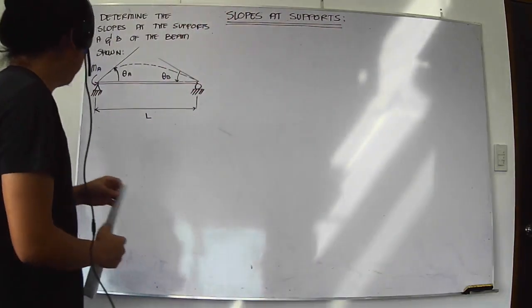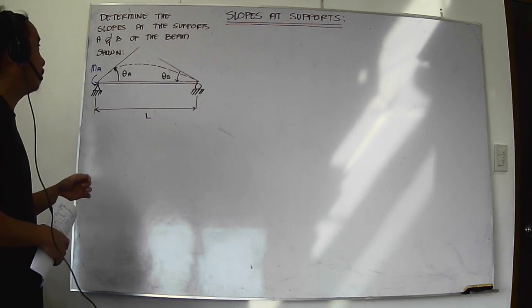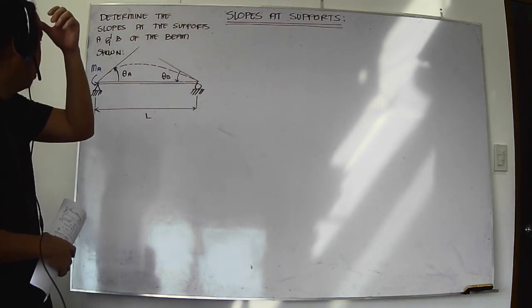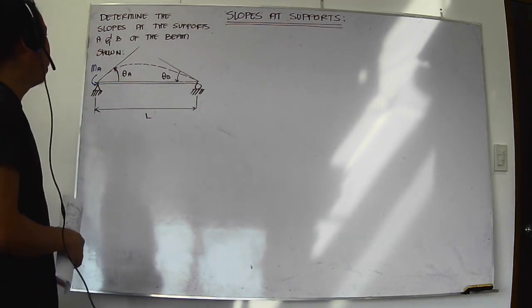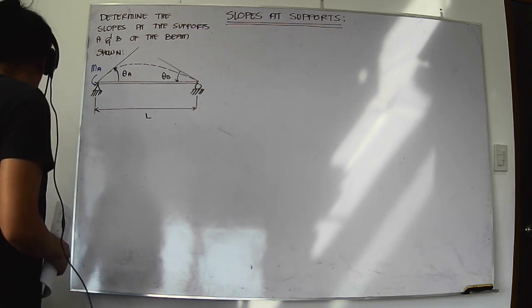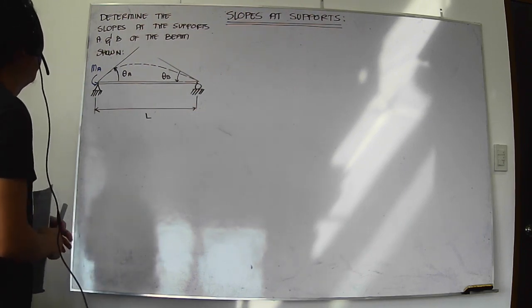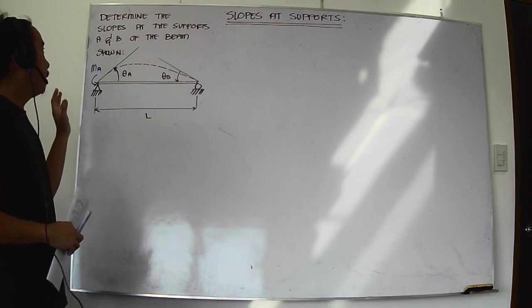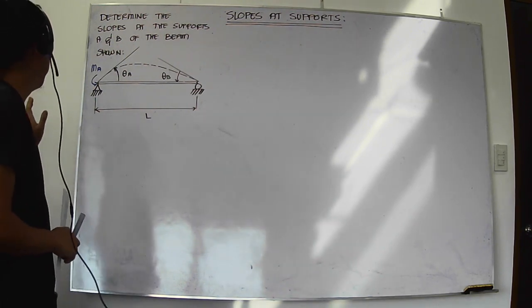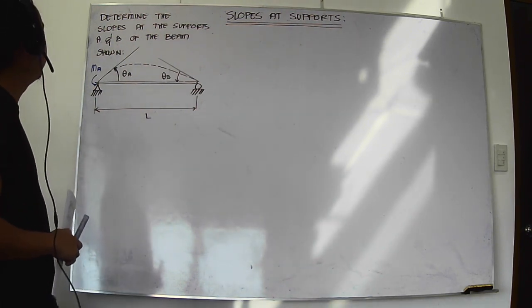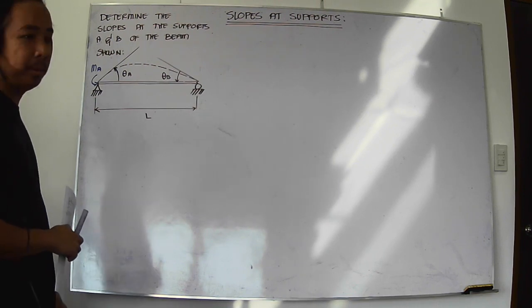So in this series of videos, we'll be discussing the methods on how to solve for the slopes at supports of simple beams. Now, given the situation in which we need to find out the slope at the supports A and B of the beam.